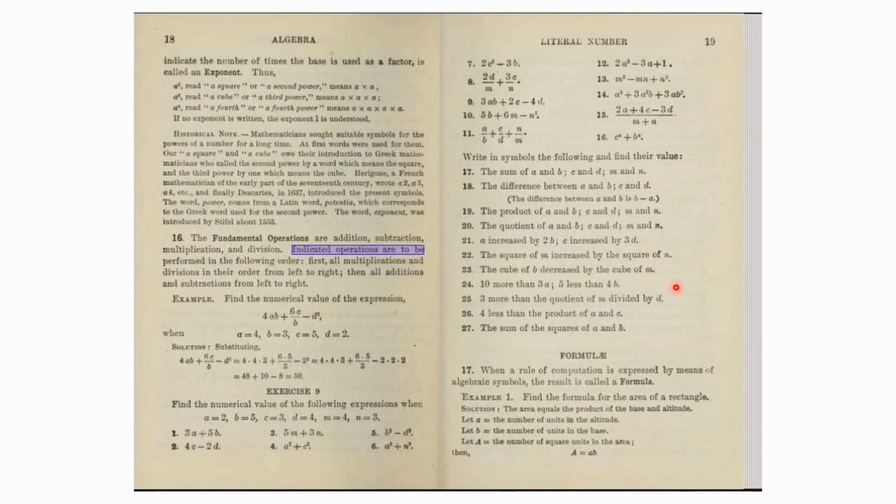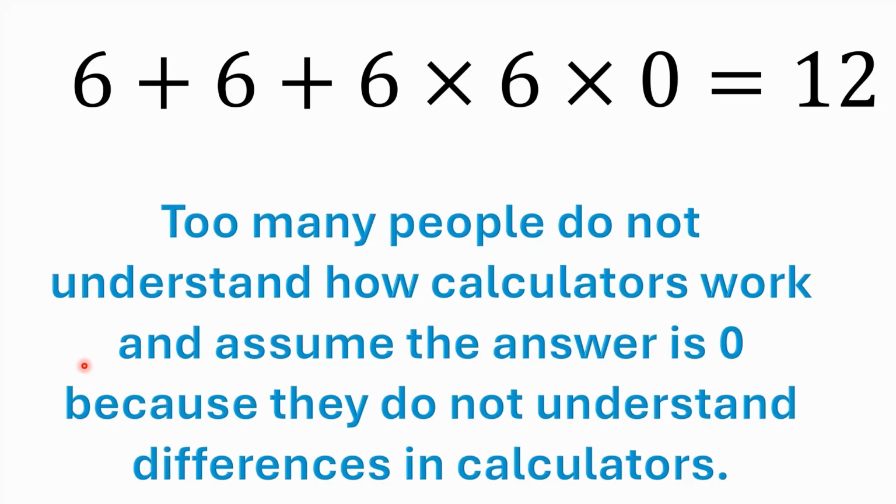And here's another textbook. This one is an algebra book, from 1913, by the way. The fundamental operations are addition, subtraction, multiplication, and division. Indicated operations are to be performed in the following order. First, all multiplications and divisions in their order from left to right, then all additions and subtractions from left to right. So this is nothing new, but a lot of people will claim, unfortunately, that it is.